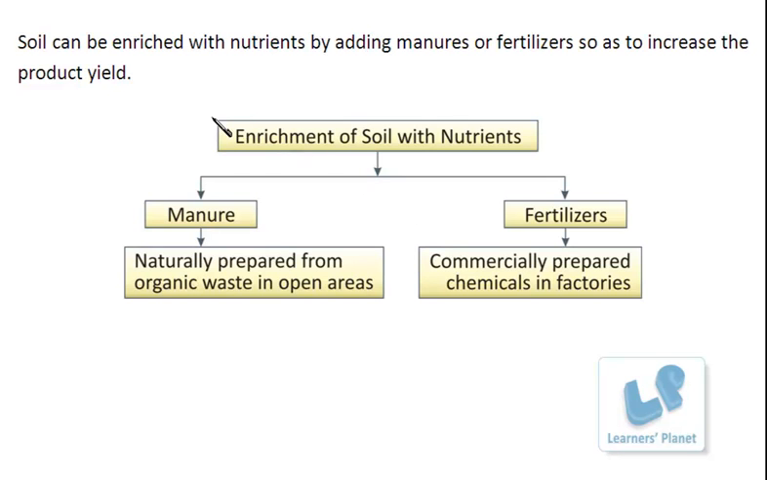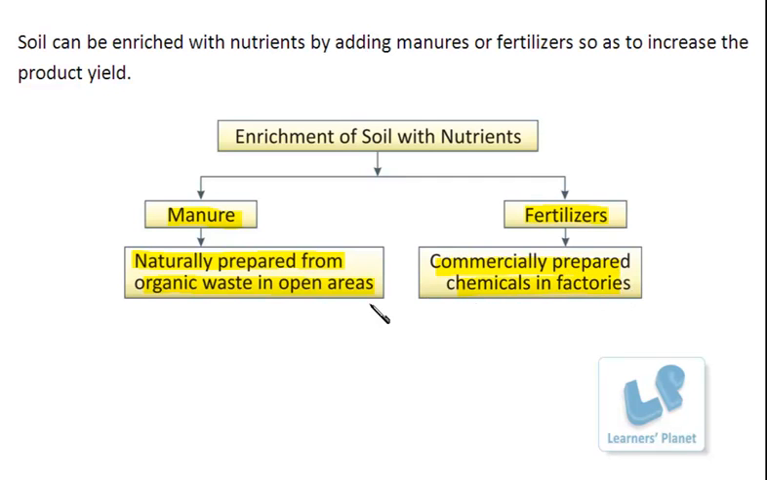So this enrichment of soil with nutrients can be done by adding manure or fertilizers in the soil. The manures are organic compounds which are naturally prepared from organic waste in the open area. Now of course this organic material which is prepared here is rich in these simple compounds which are essentially required for the growth of the plants. On the other hand, fertilizers are commercially prepared chemicals in the factories.